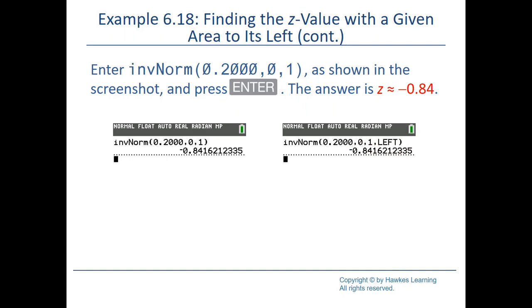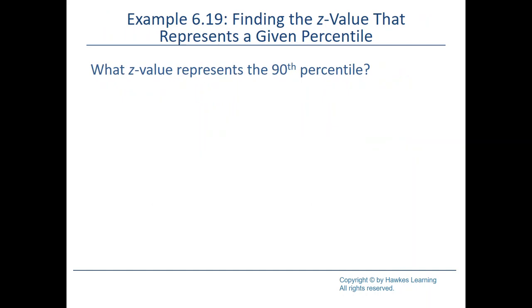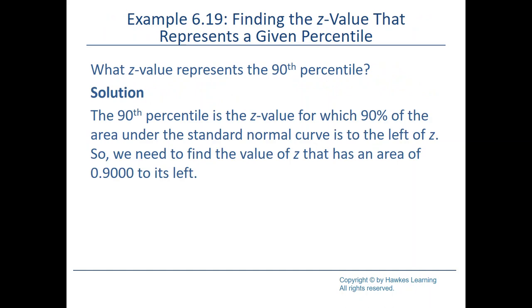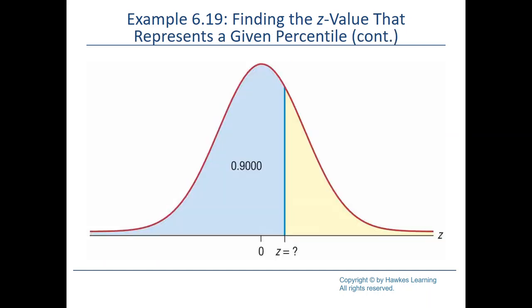So let's change the question up a little bit. What if I ask you what z value represents the 90th percentile? Okay, so we've talked about percentiles in previous chapters. The 90th percentile is basically the z value for which 90% of the area under the standard normal curve is to the left of it. So that basically means the area under the curve is 0.9000. And it's everything to the left, so our graph would look something like this.